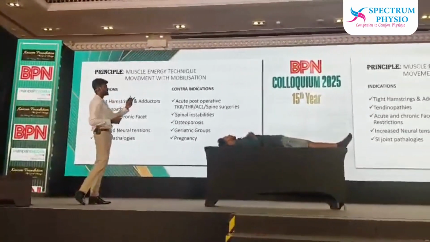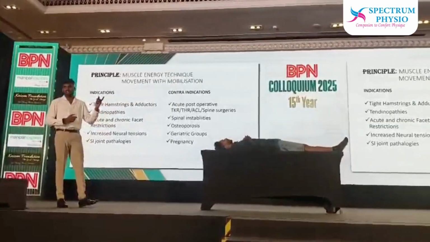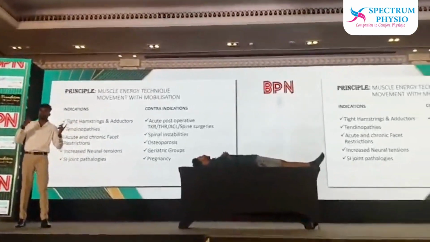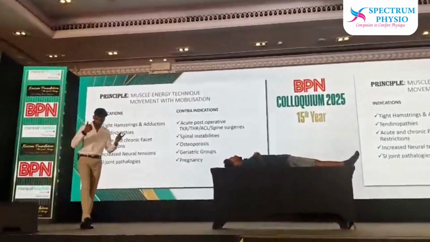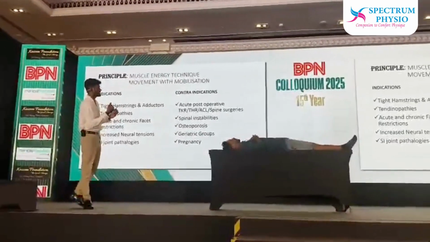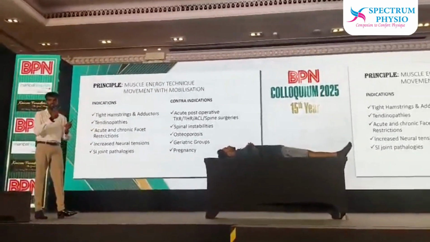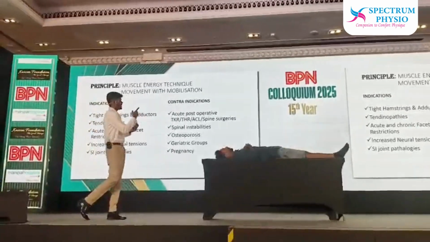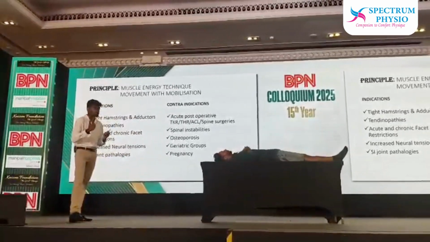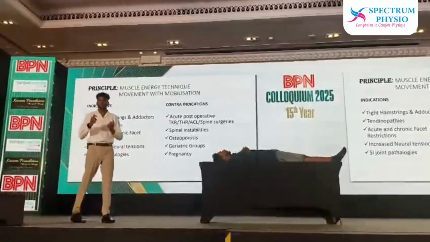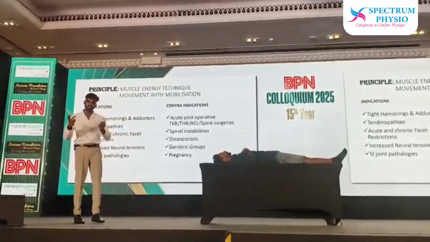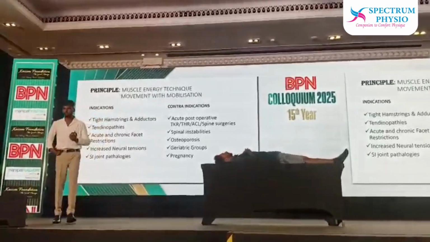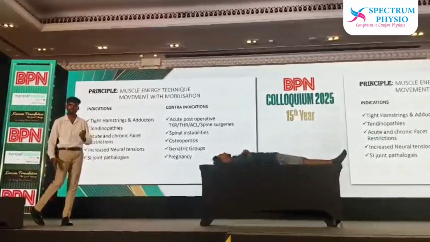We can apply it for tight hamstrings and adductors to increase the straight leg raise range. In case of chronic hamstring and adductor tendinopathies, acute and facet lower back pains, to reduce neural tensions. For all the joint pathologies, let it be piriformis where the pain refers down to the thighs.